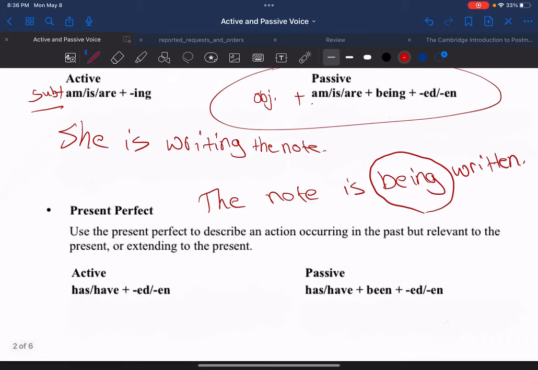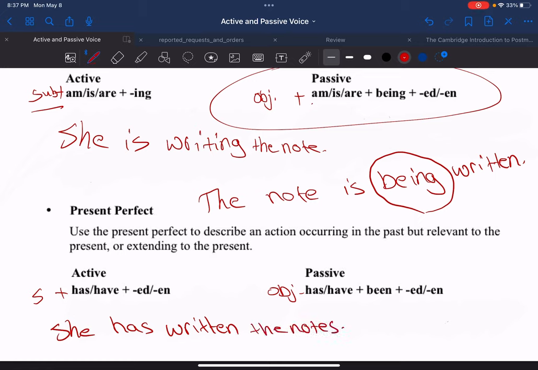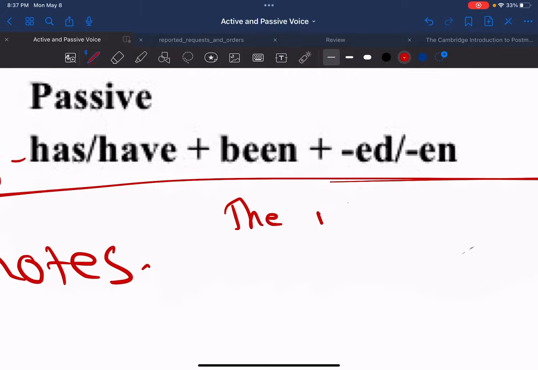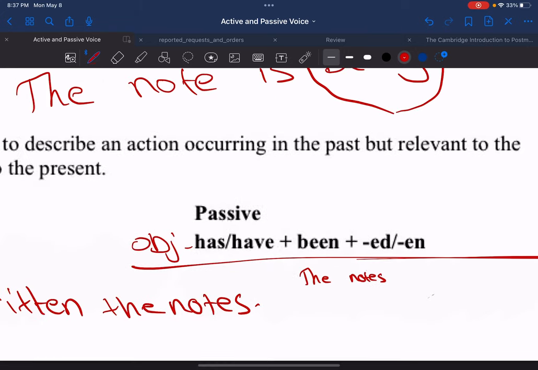We go to present perfect. As you know the rule, we say she has, since it's a singular subject, she has written the notes. Now we are going to pluralize the object. Now what happens to this in passive? The rule becomes what? Object plus have and has plus been plus PP. So we do what? The notes. Now have we use for plural, has for singular.